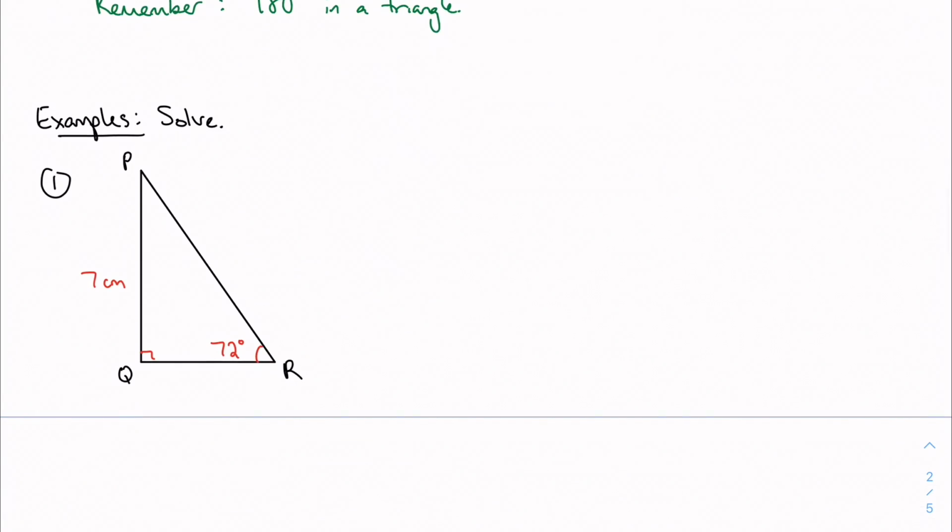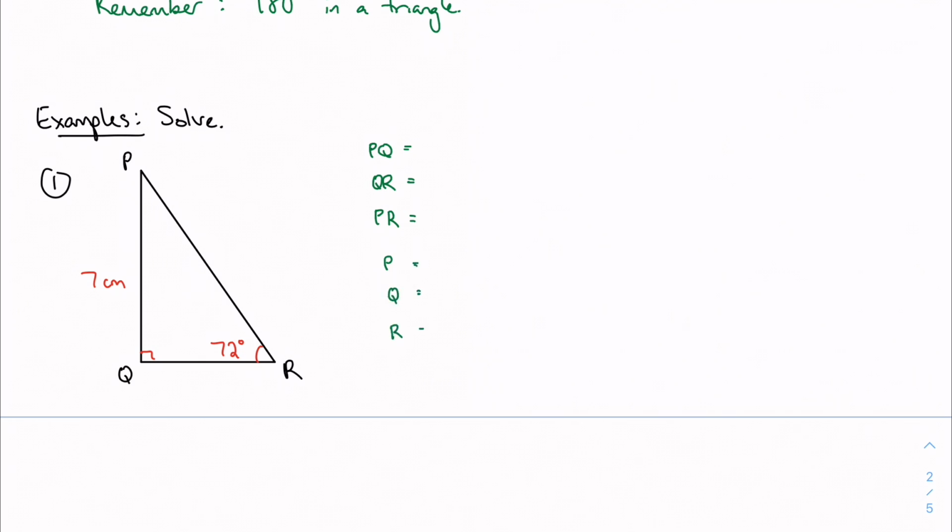So here's my first triangle to solve. I have an angle, or technically two angles, right? Because we know that this is a right triangle, and a side length. So I want to find all three sides, that would be the segments PQ, QR, and PR. And I want to find all the angles, so that'd be angle P, angle Q, and angle R.